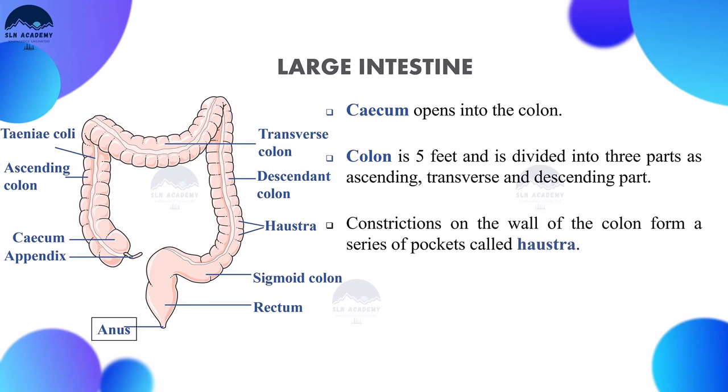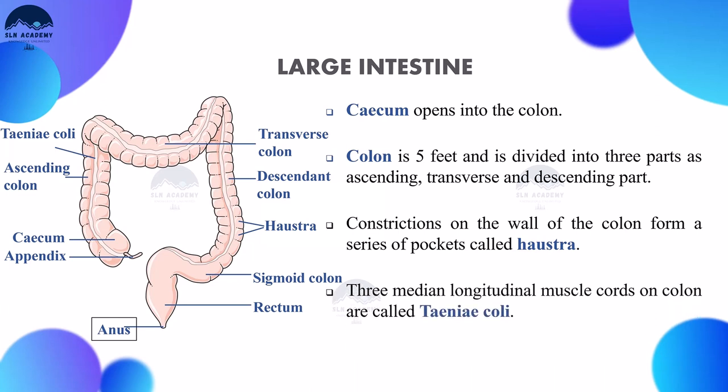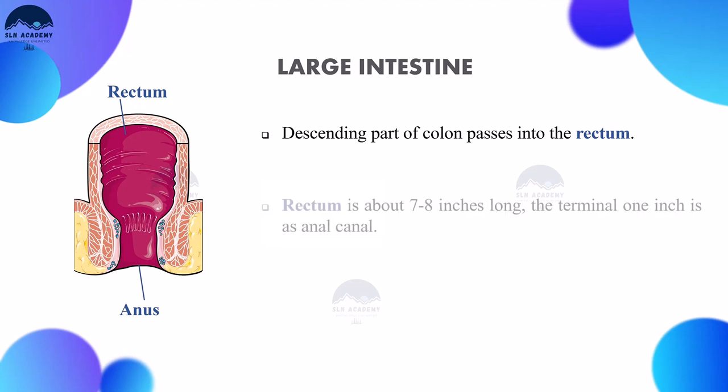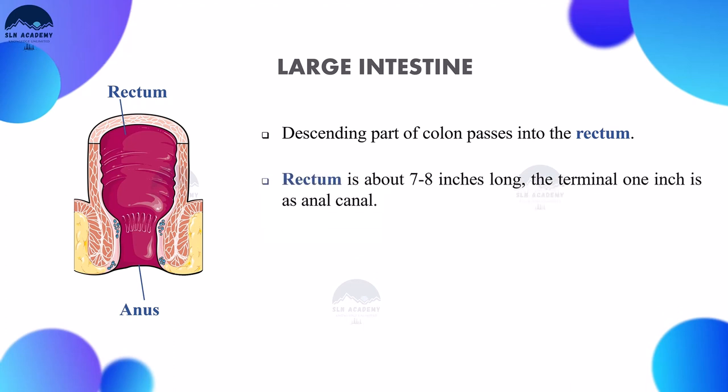Constrictions on the wall of the colon form a series of pockets called haustra. 3 median longitudinal muscle cords on colon are called taenia coli. Descending part of colon passes into the rectum. Rectum is about 7 to 8 inches long. The terminal 1 inch is anal canal. The anal canal opens out through anus.